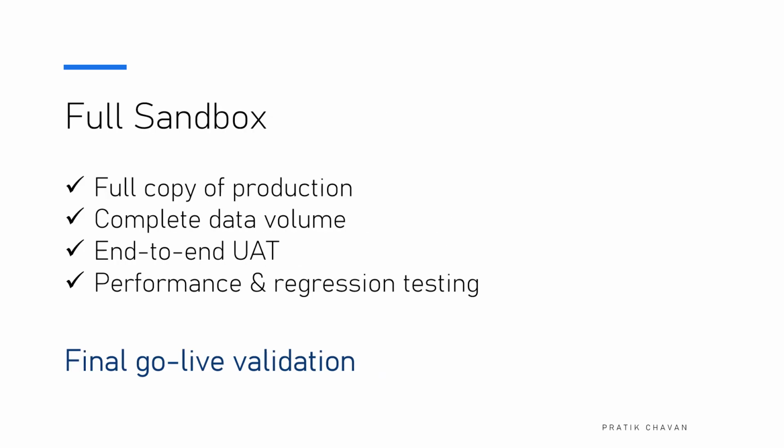Full sandbox is the closest environment to production. It includes all production metadata and data. This is used for full-scale UAT, performance testing, end-to-end regression testing, and final go-live rehearsal. In the exam, you need to look for phrases like full data volume, performance concerns, large release, final UAT before go-live. If you find such kinds of phrases, the answer is usually full sandbox. This is about maximum realism and risk reduction.